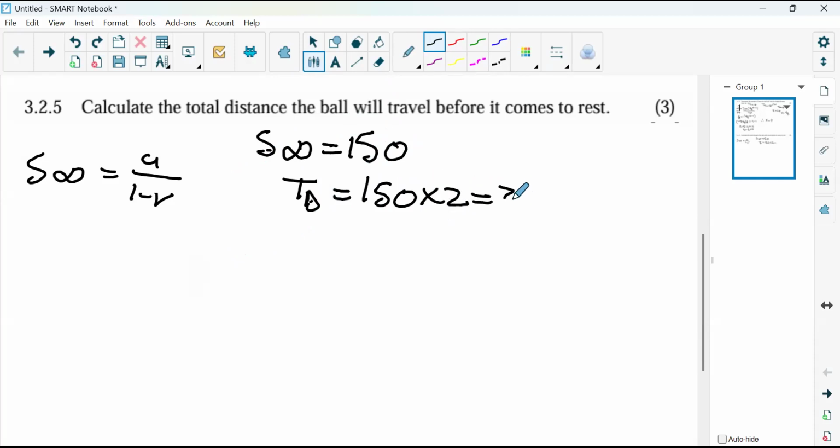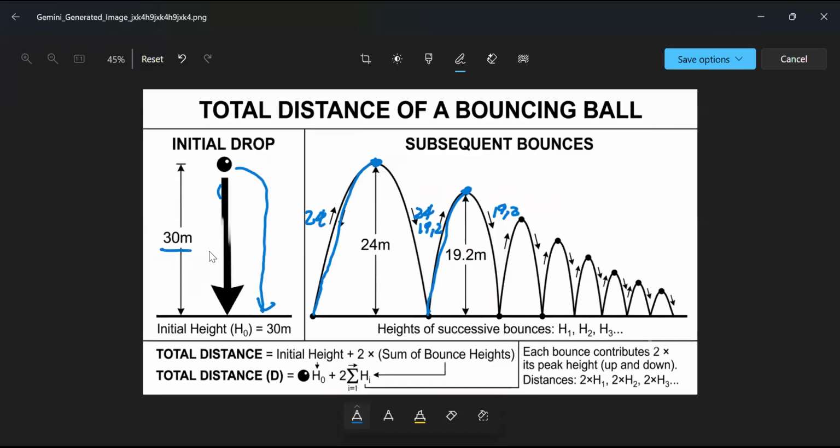Yes, 300. But this is not the total distance, because if you go to our diagram, you can see that initially the 30 doesn't rise, it only falls. So we need to count it once. But with the formula that we just used, we already counted it 2 times, because when we said times 2, we were considering that the 30 went down and also went up.